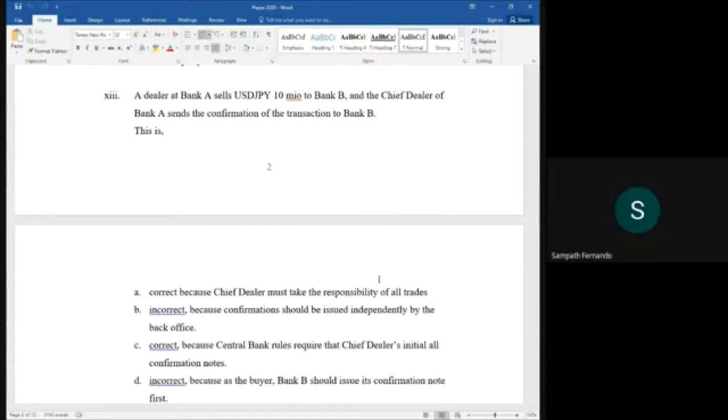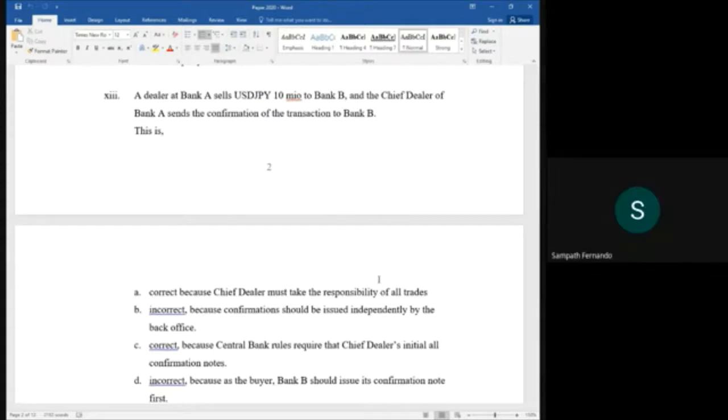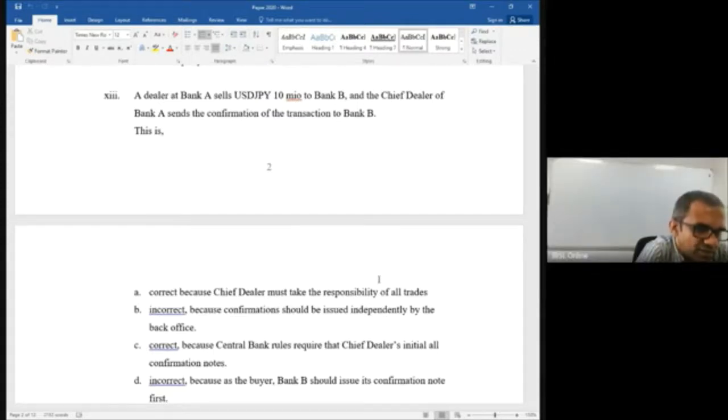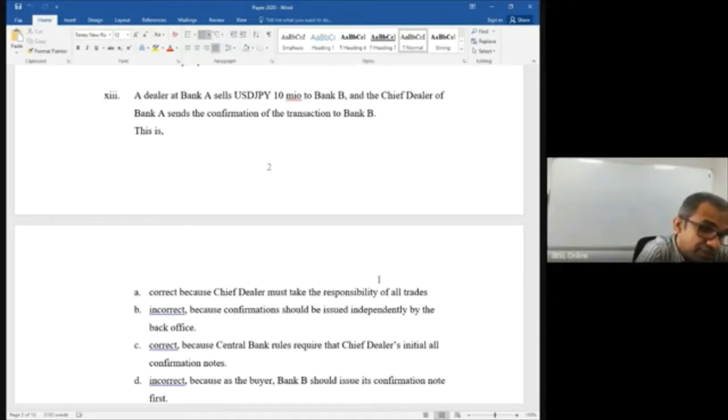Clear? You mean that the person who is the dealer can't issue the confirmation? Dealers cannot send the confirmation. Only he can give the rates. Confirmation should be sent by the back office. Dealer can agree to the transaction, but it should definitely be confirmed by the back office, not by the middle office. Middle office is there just to monitor the controls and risk.